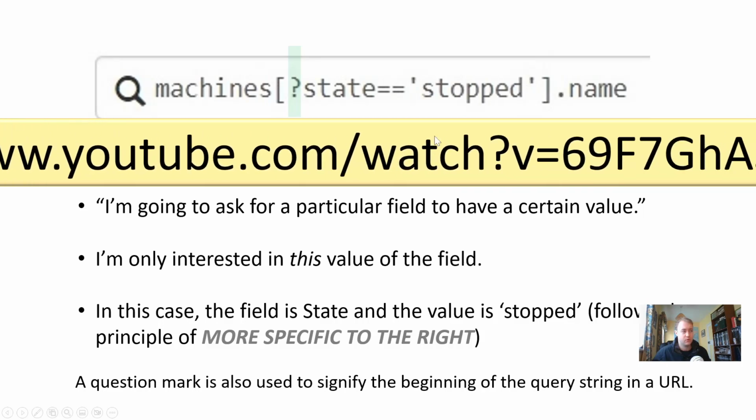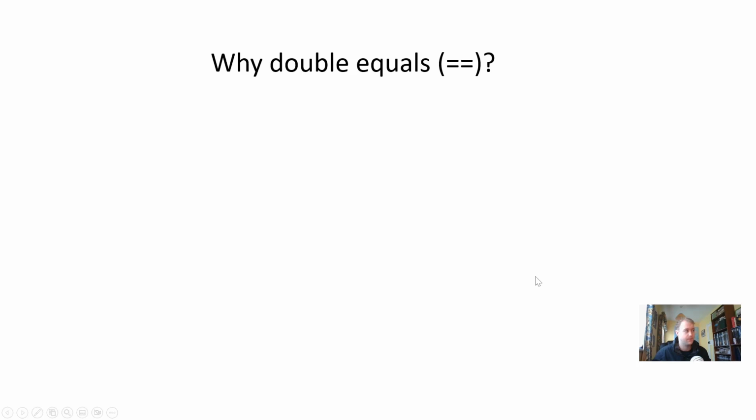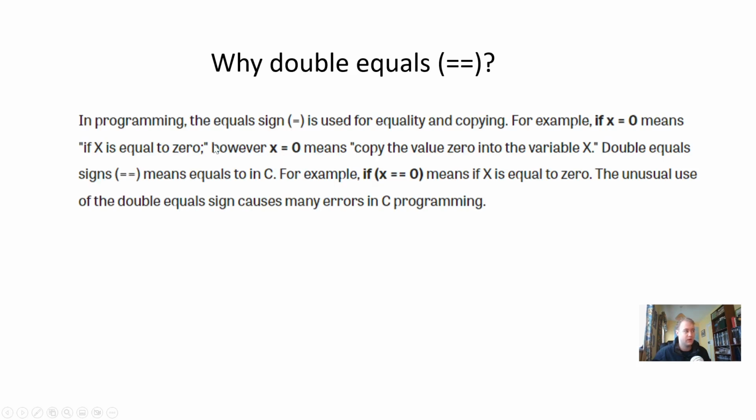Question marks, of course, are always also used for the query string in a URL. Why double equals? Well, in programming, the equal sign is used for equality and copying. For example, if x equals 0 means if x is equal to 0. However, x equals 0 means copy the value 0 into that variable x. Double equals sign means equal to.